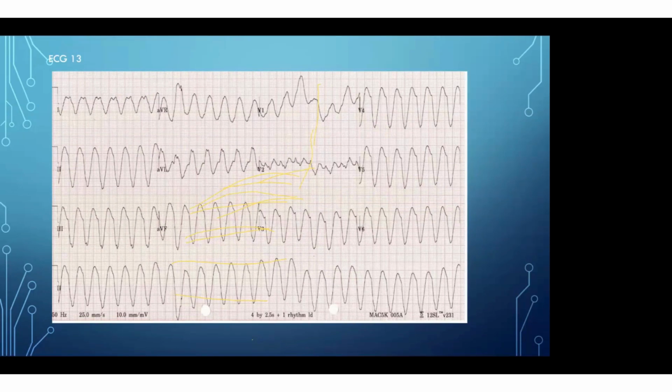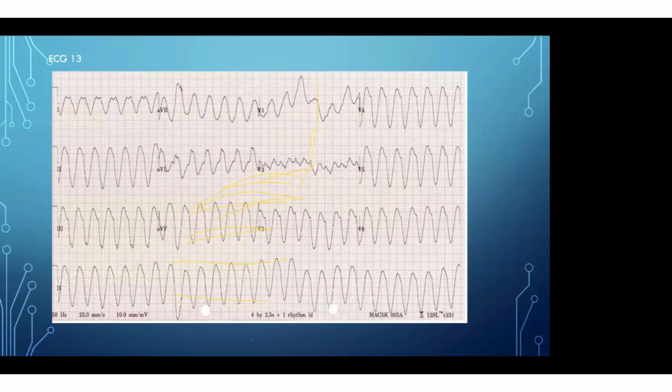Can you attempt to read this ECG? Torsade de pointes? No, this is monomorphic. Monomorphic VPC, this is a single. This is monomorphic. Torsade is polymorphic.